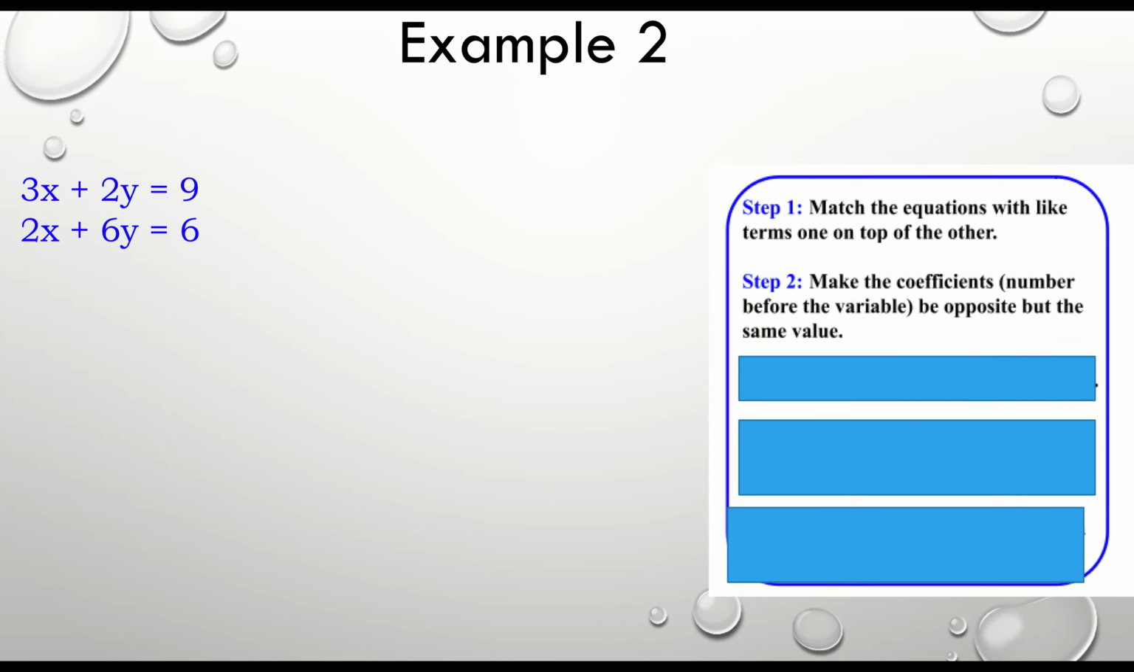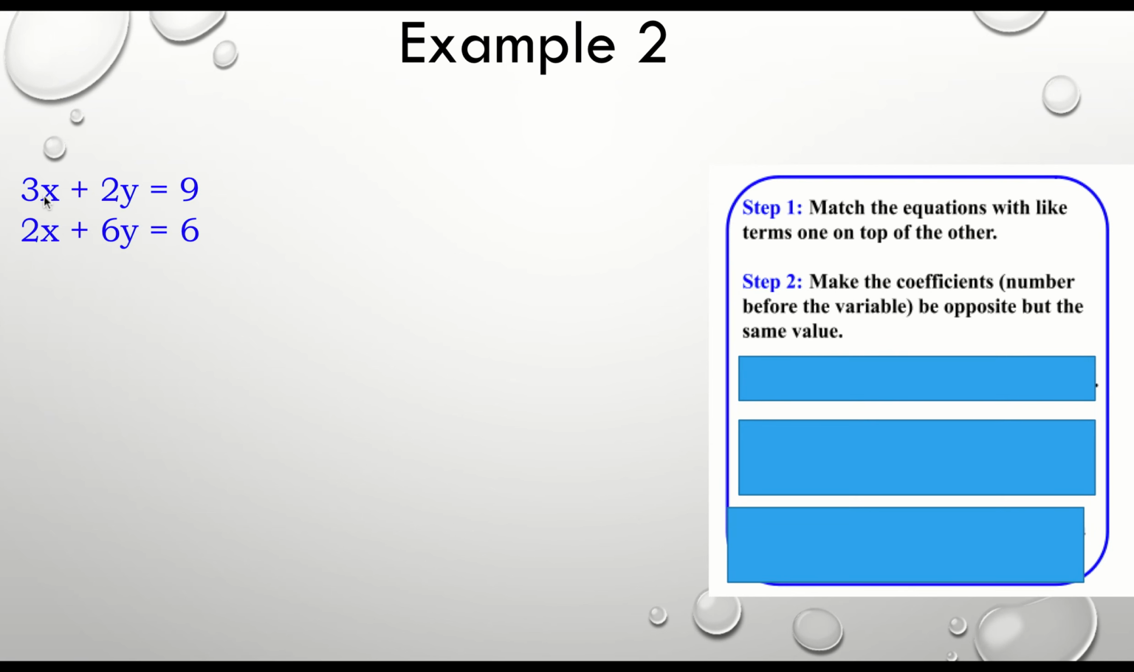Next, it says to make the coefficients, again, the number before the variable, be opposite but the same value. Well, that's a problem right now because we don't have that right away like the previous question. But there is a way to solve this issue. We can simply multiply one of the equations by a number to guarantee that a coefficient is the same.